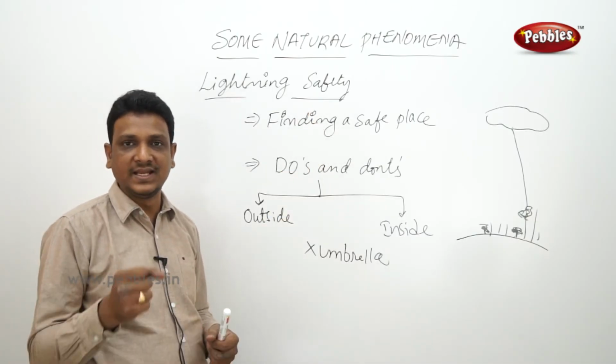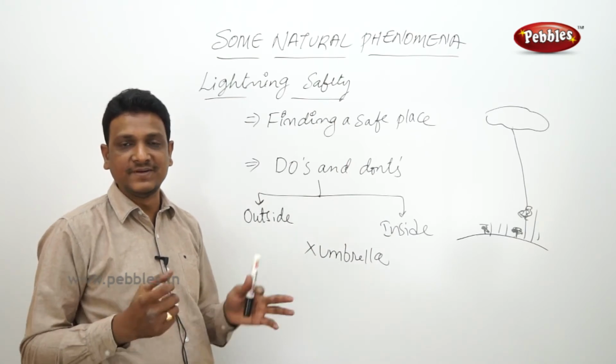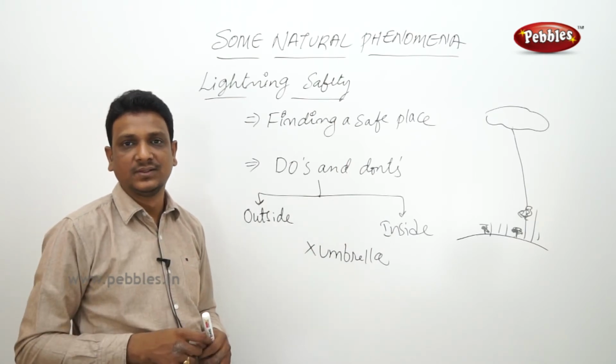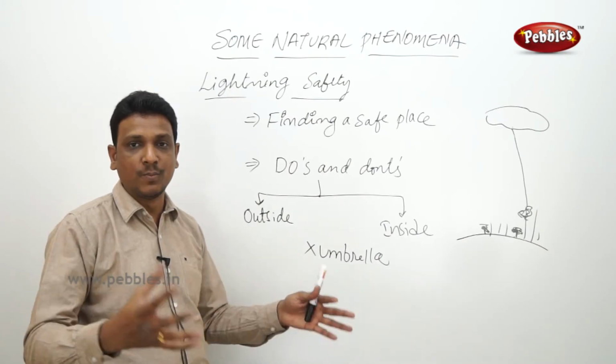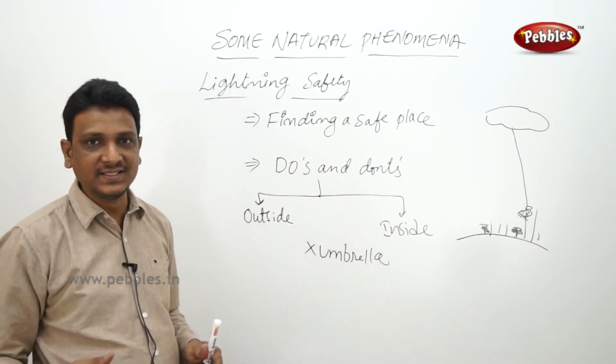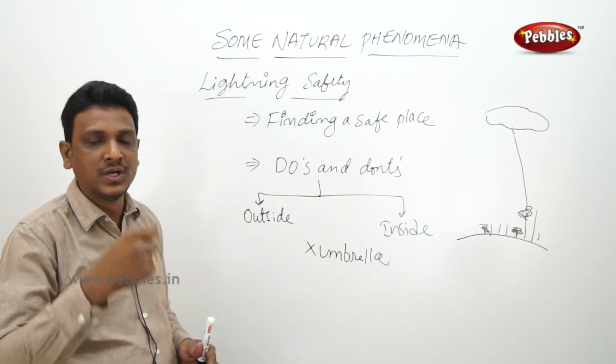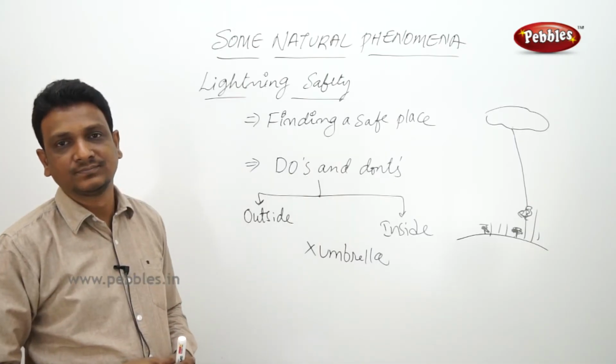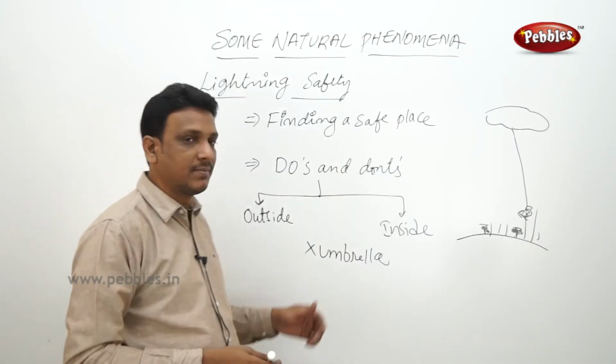Of course, we carry an umbrella during rain. But if it is lightning, it is dangerous. Even if you are walking in open fields without big trees, if you are carrying an umbrella, you are more prone to the lightning. Do not carry an umbrella.